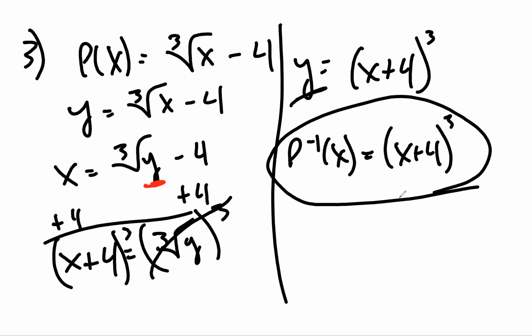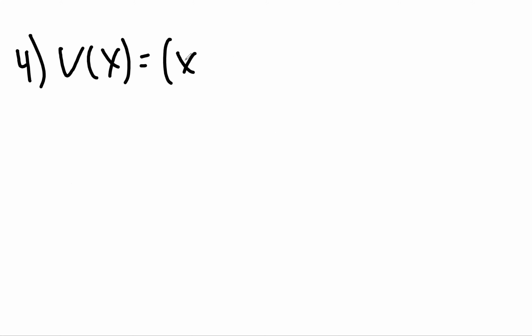The next one is going to look even more different, and we're going to have to talk about how to tackle the way that this looks. So if we look at the next one, number 4, we're going to have v of x equals, and it's going to be (x plus 1) in parentheses. That's going to be raised to a fraction, 1/5, and on the outside we're going to have plus 4. Well, this one looks bad, okay, but we're going to do it the exact same way.